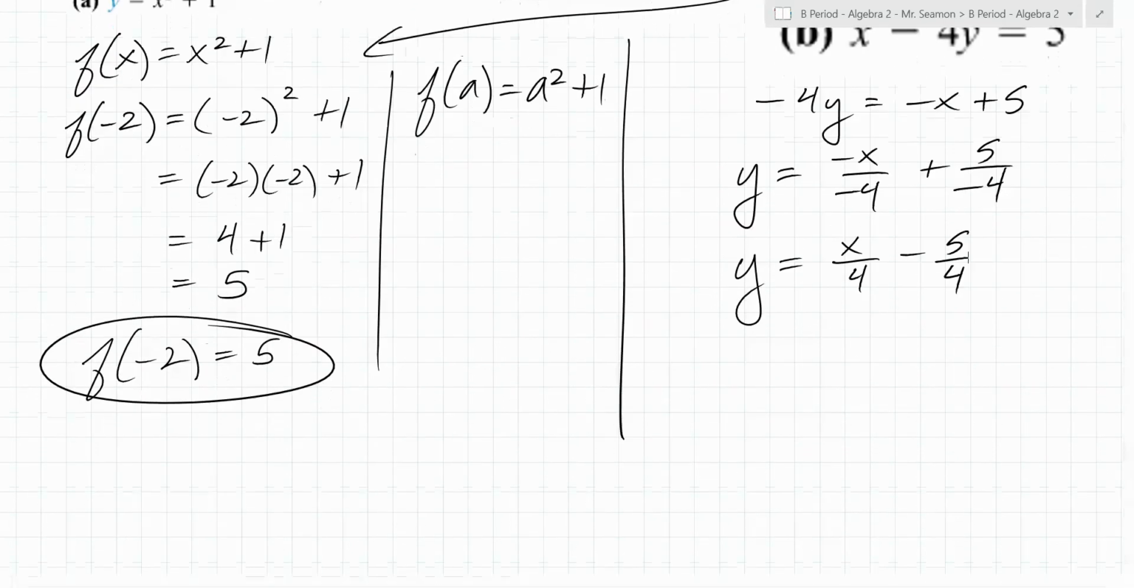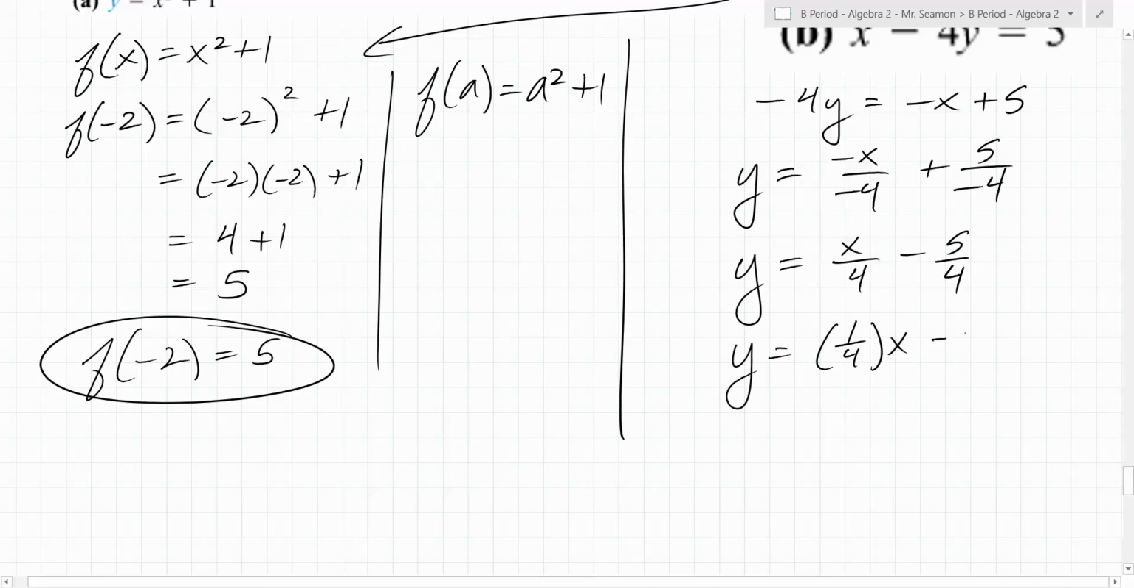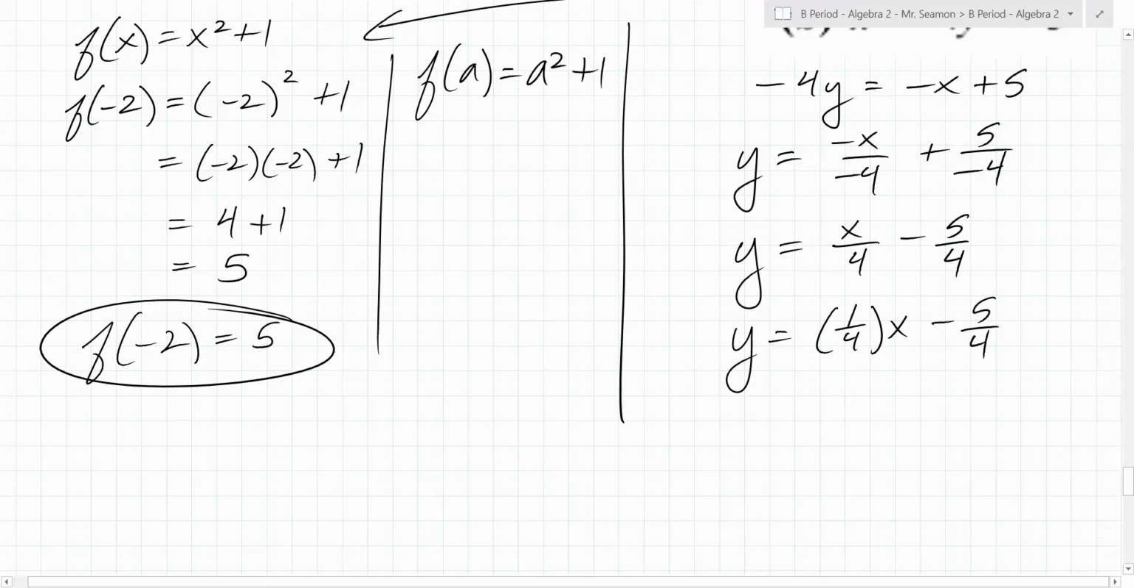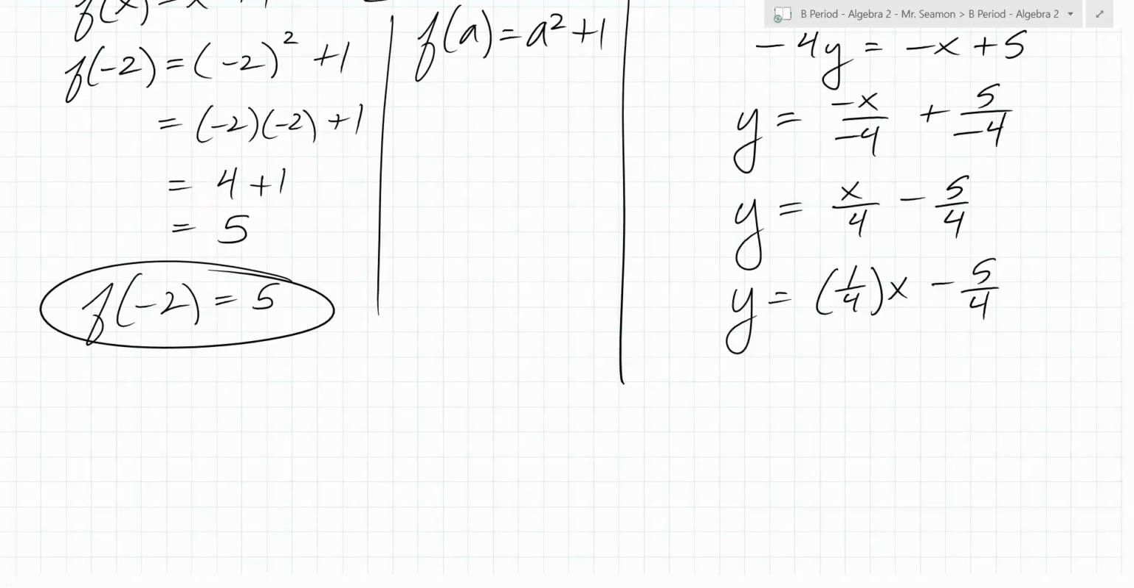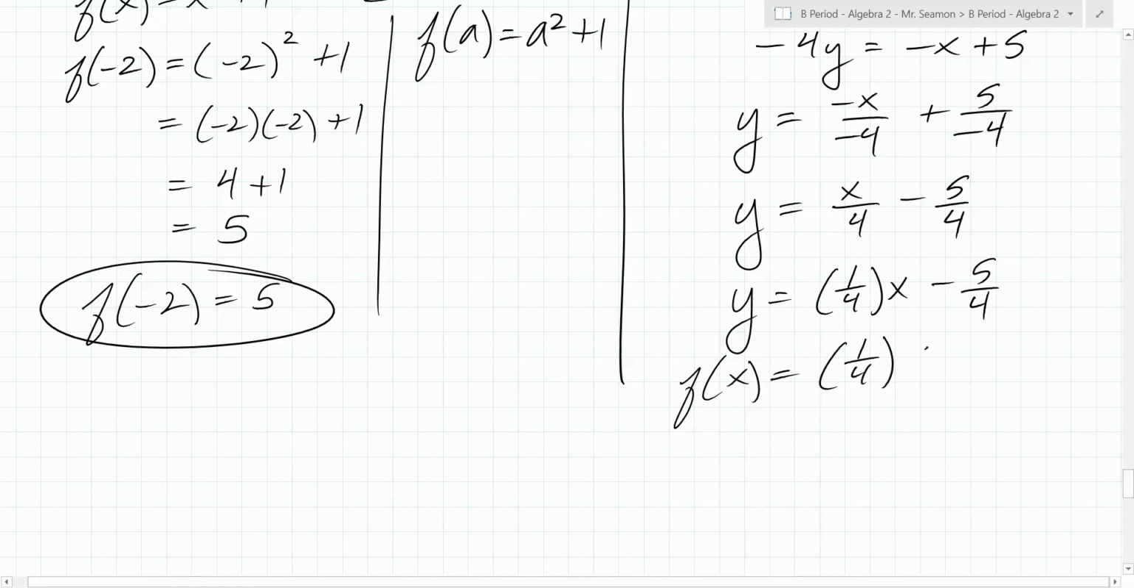If you really want to go a little further, you could say y is equal to 1/4 in parentheses x minus 5 over 4. Now that we've isolated y, if we want to write this in function notation, we replace y with f of x. So we have f of x now equals 1/4 x minus 5/4.